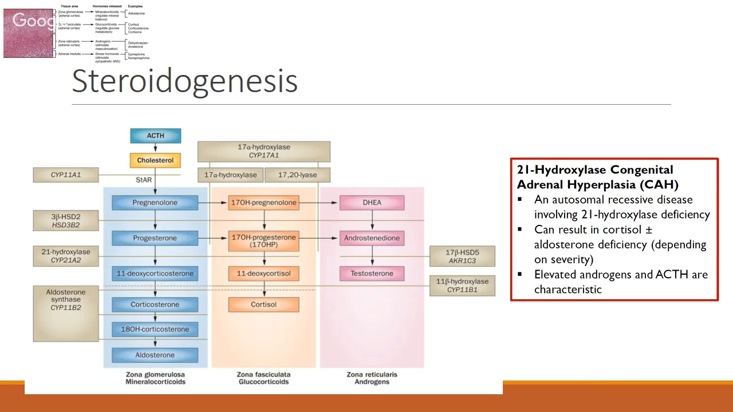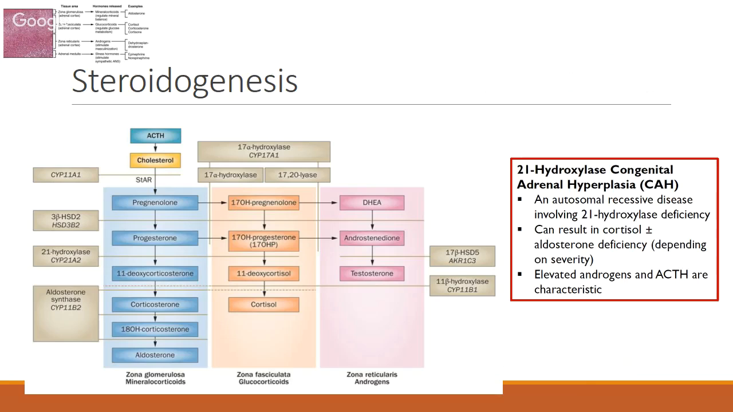So the 21-hydroxylase enzyme is around the middle of the slide on the left, and there's a line stretching out from it that only involves the production of mineralocorticoids and glucocorticoids. So it doesn't involve androgens. In this disease, you basically get cortisol and aldosterone deficiency, but not androgen deficiency.